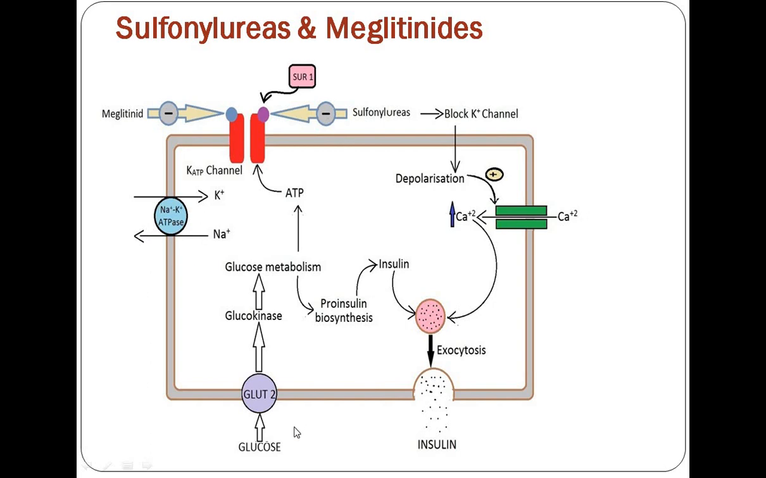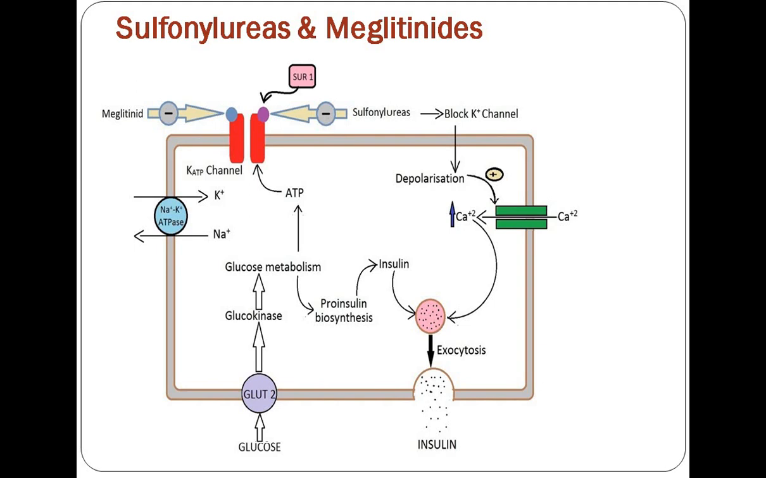Now what will happen in the normal case: glucose will enter into the pancreatic beta cell through GLUT2, and there it will undergo metabolism using glucokinase and other enzymes, and due to this metabolism ATP will be synthesized, and it is the triggering force for the opening of the potassium ATP channel. After glucose metabolism, proinsulin biosynthesis takes place. Proinsulin again is converted into insulin, then it is stored in the granules, and whenever there is exocytosis this insulin is released, in the normal case.